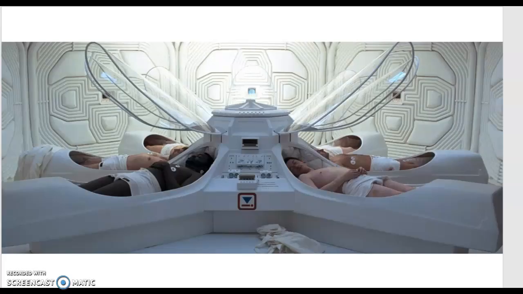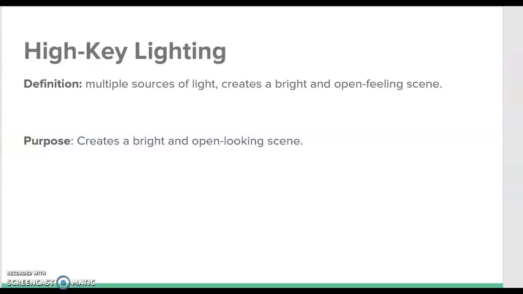Take a look at this scene. I'm not sure what film this is from, but what kind of lighting is it an example of? It's high key lighting. Please write that down. And the definition is multiple sources of light, and it creates a bright and open feeling scene.